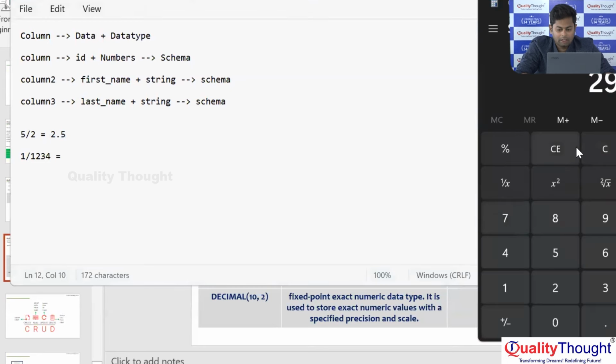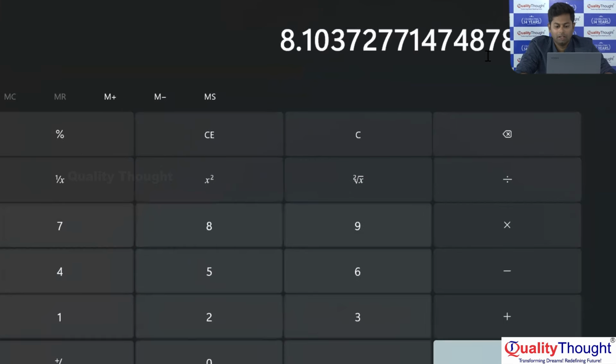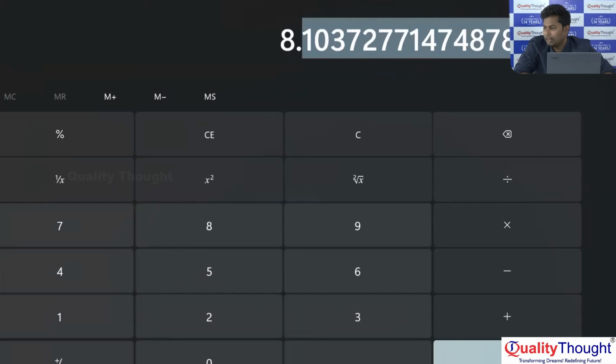Am I right or wrong? If I take a calculator and I say 1 divided by 1234, it is going to show something like 1037. It is represented in exponential form. It's an exponential number because you have a bigger value that your calculator cannot show in full. It's a very big number, am I right or wrong? If you take 10374, it has very huge precision values, almost 7 to 8 precision values.